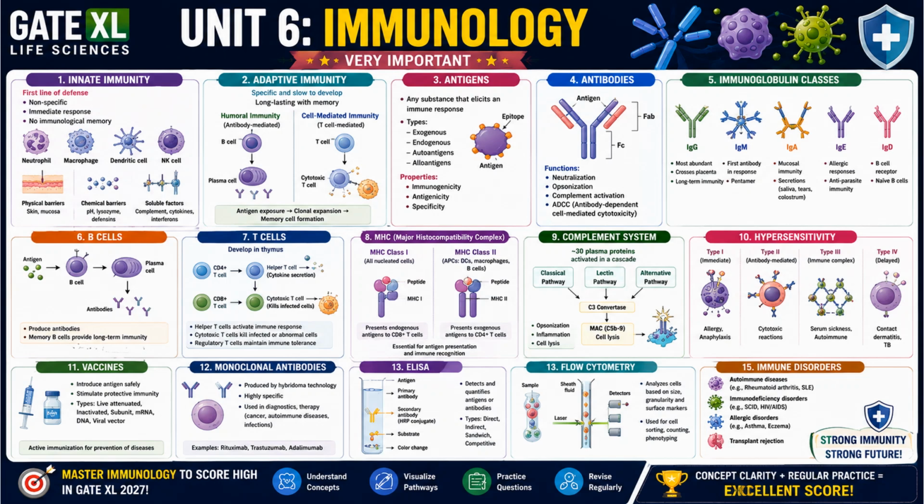Then vaccines, different classes and types of vaccines, and how they work to activate your immune system. Monoclonal antibodies and hybridoma techniques for the production of monoclonal antibodies. ELISA, different types of ELISA, like direct, indirect, sandwich, and competitive ELISA. Other immunological techniques like flow cytometry, and some immunological disorders: autoimmune disorders, immunodeficiency disorders, allergic disorders, grafting, and transplant rejections.